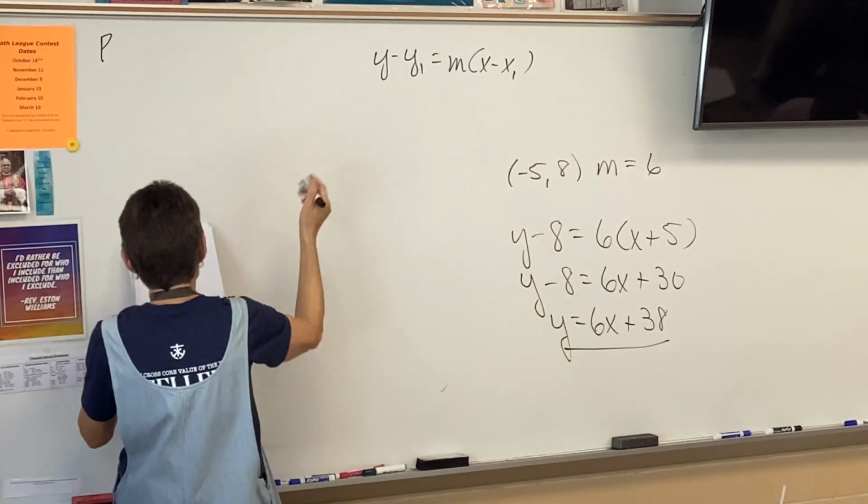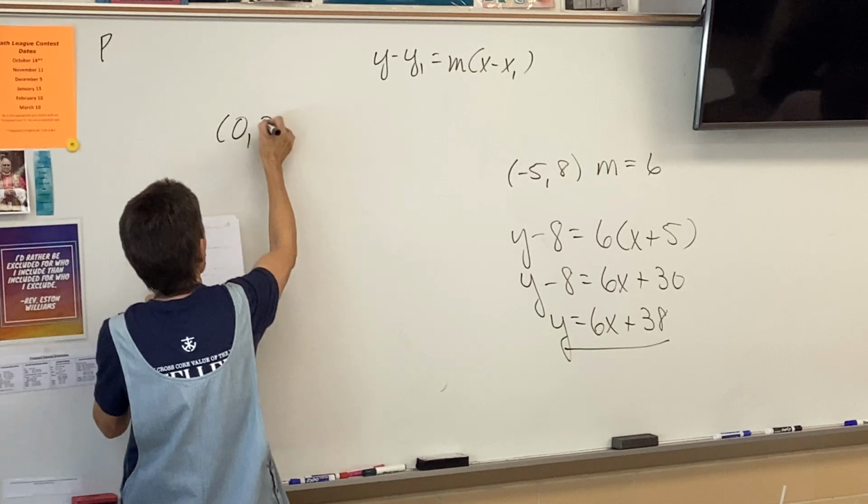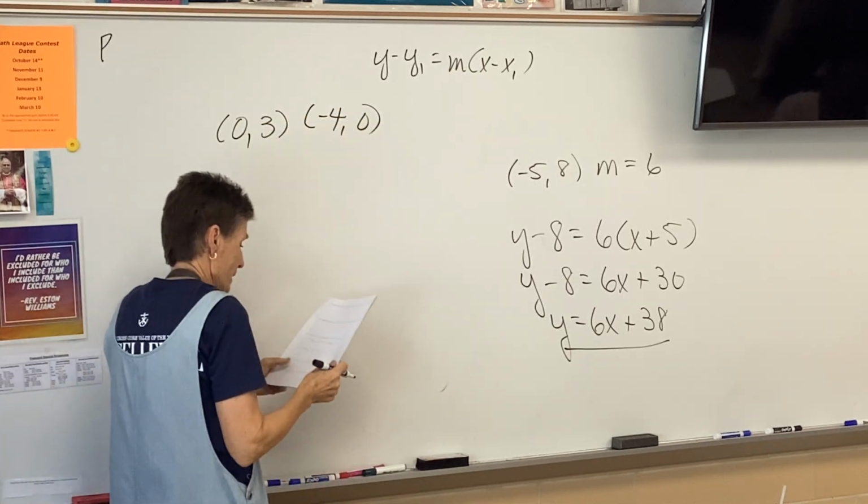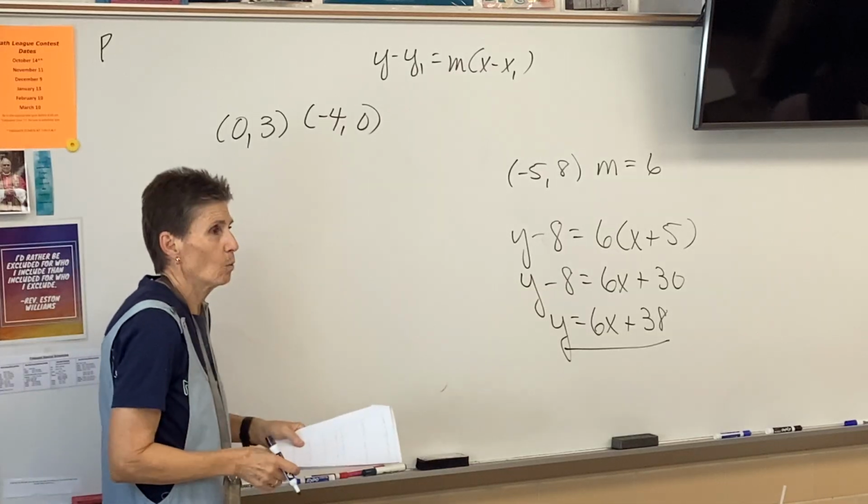All right, now I'm going to write the slope intercept form, and I got these 2 points. So what do I do first?